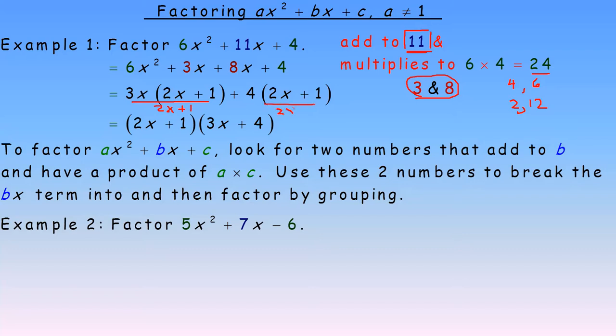So when I divide the 2x plus 1 out, this is what happens. See, that divides out here, leaving just a 3x. That's why there's a 3x there. And this divides out, leaving the plus 4. So that's where the 3x plus 4 factor comes from. So those are the factors of this.